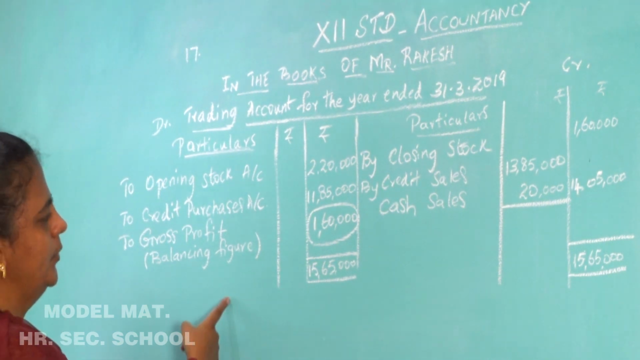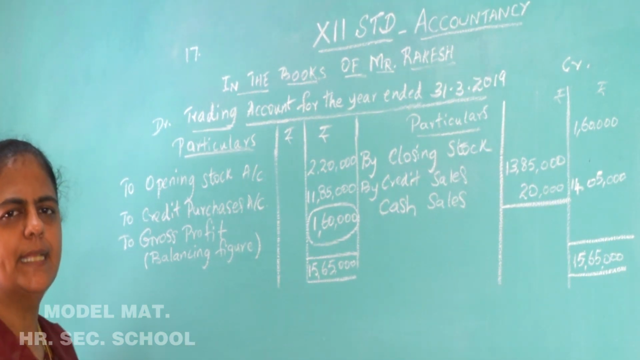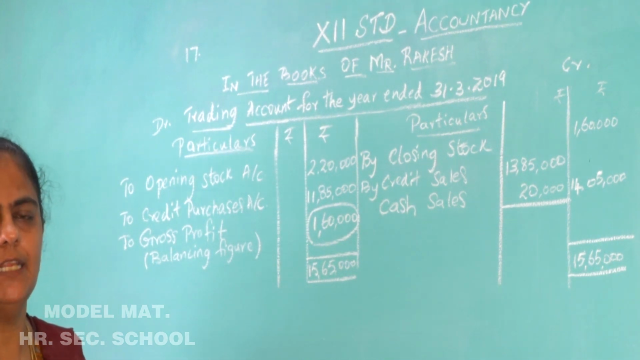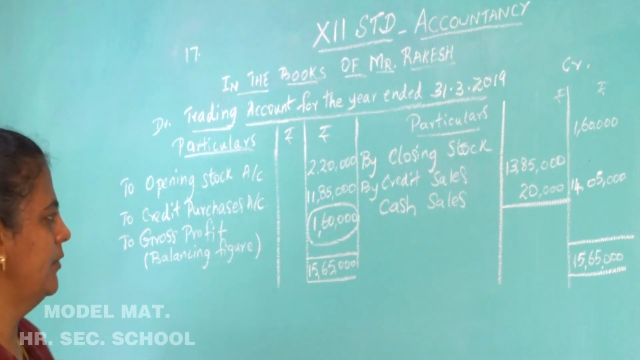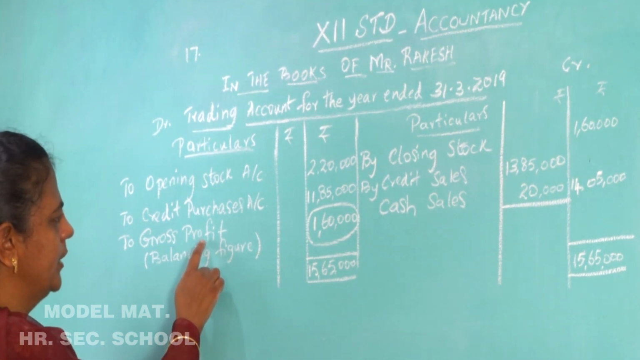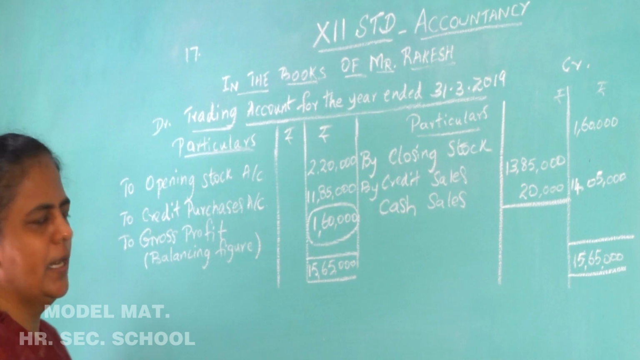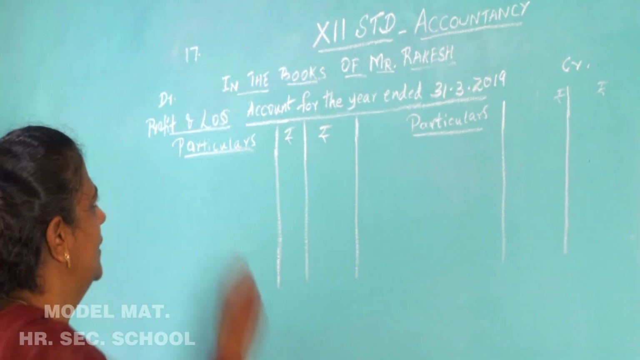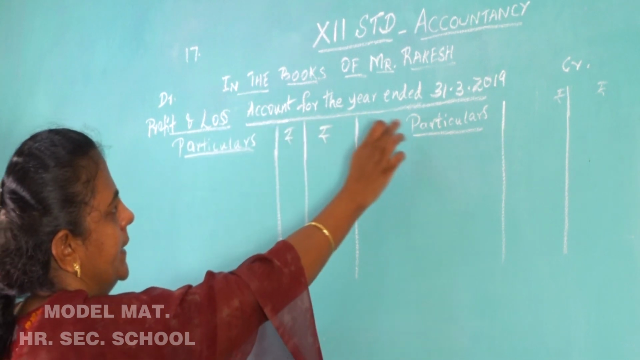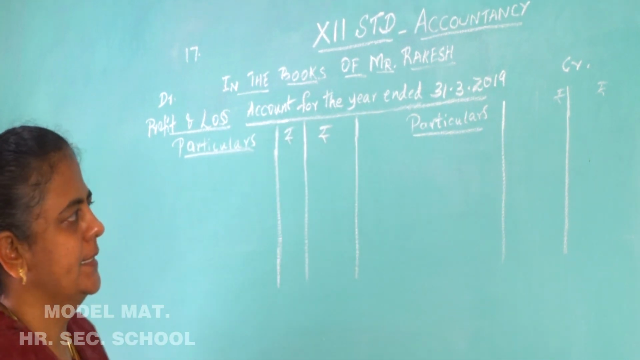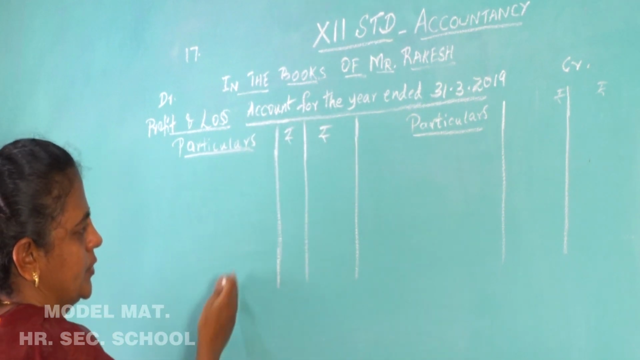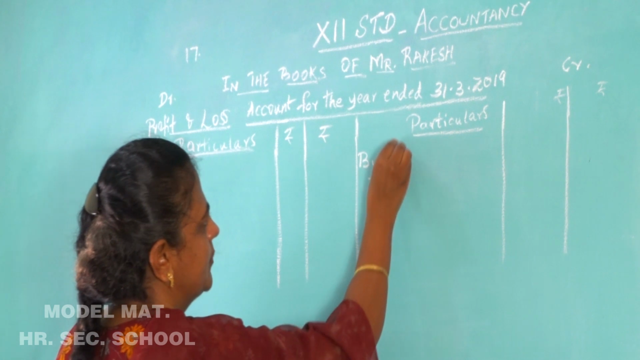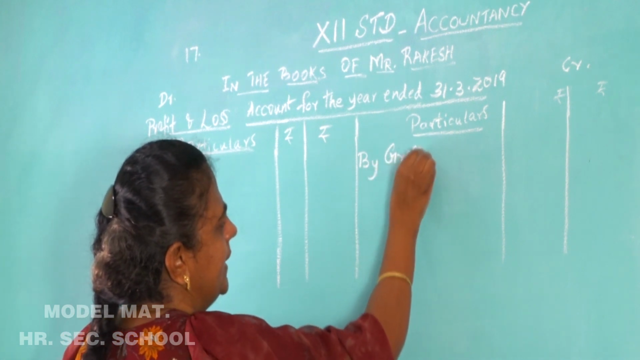Okay children, I hope you understood how to prepare the trading account. Next we will move to the profit and loss account. When you are starting your profit and loss account, what do you have to do? You have to take this gross profit to your profit and loss account. Now we are going to prepare the profit and loss account for the year ended 31/3/2019. As soon as you open the profit and loss account, the first thing you have to do is bring forward your gross profit from the trading account.